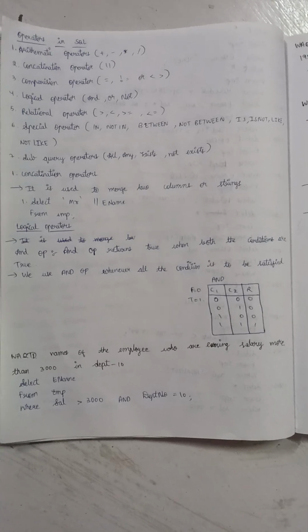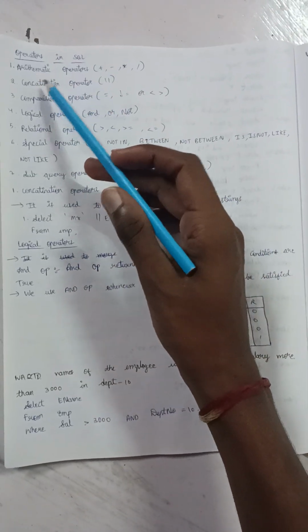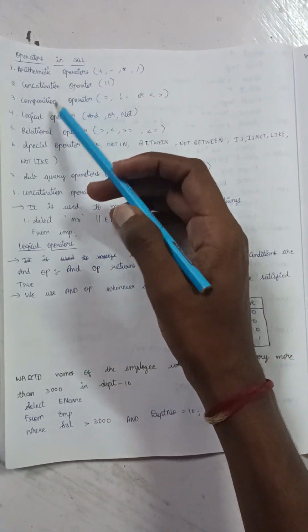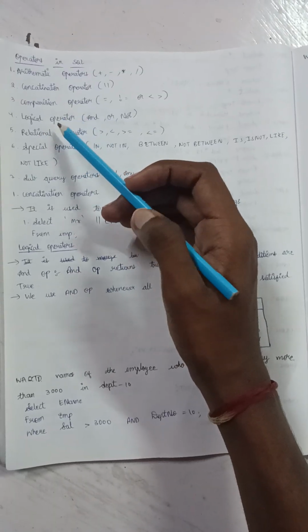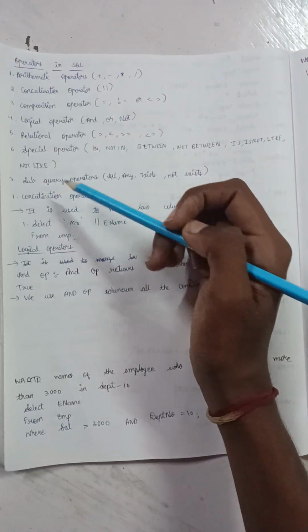Hello everyone. Today I am discussing operators in SQL. There are seven types of operators in SQL. They are arithmetic operators, concatenation operator, comparison operator, logical operator, relational operator, special operator, subquery operators.